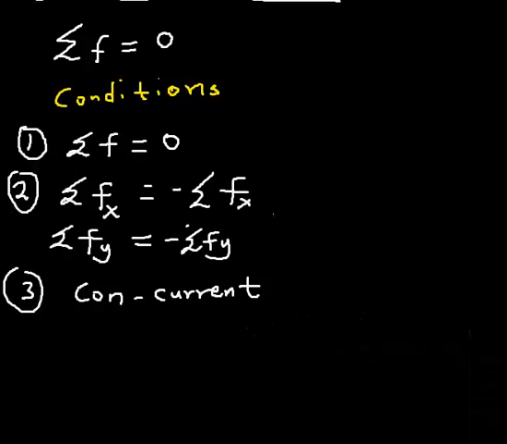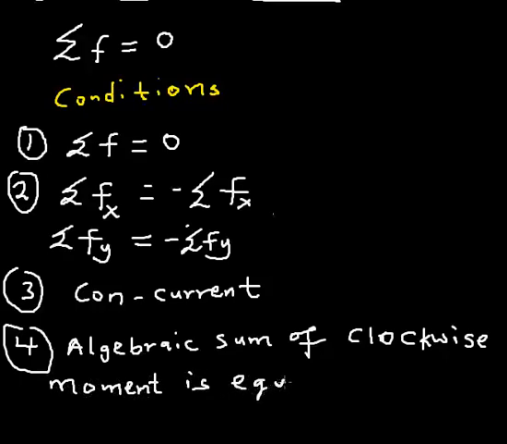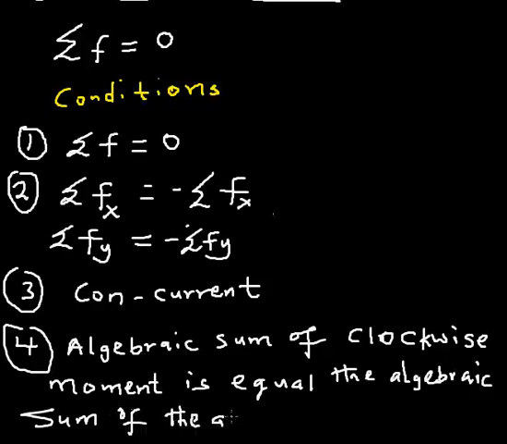Then of course, the last but not the least condition is that the algebraic sum of the clockwise moments about any point on that particular object should be equal to the algebraic sum of the anti-clockwise moments.